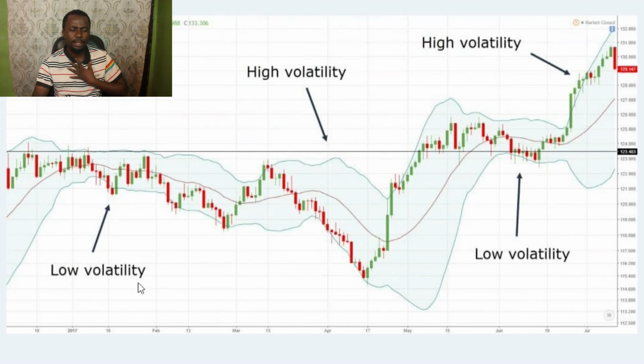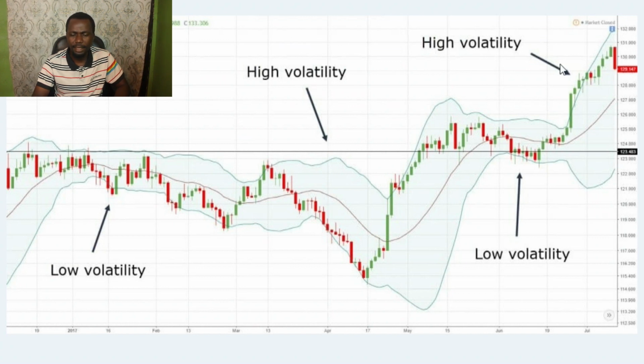Now, this is what I'm talking about. This is when the Bollinger Band is in high volatility. This is the high volatility. You can see that the band expands. You can see the upper band and the lower band. You can see the space in the middle. This tells you that there is high volatility in the market.